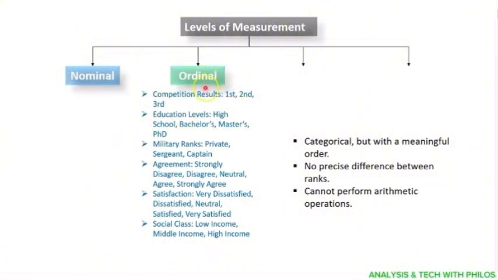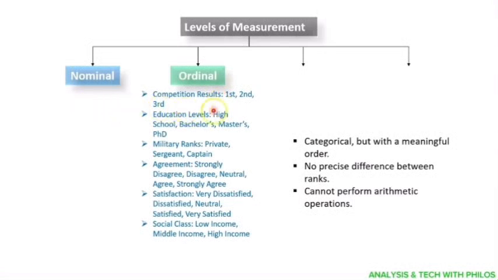But for ordinal level data, you can also find a mode. You can draw a frequency table for ordinal level data, but you can also do the median. So remember, for nominal, I only spoke about mode and frequency table. But for ordinal, you can do mode, you can do frequency table, you can also do median. Okay, so that is what you need to know about ordinal level data.